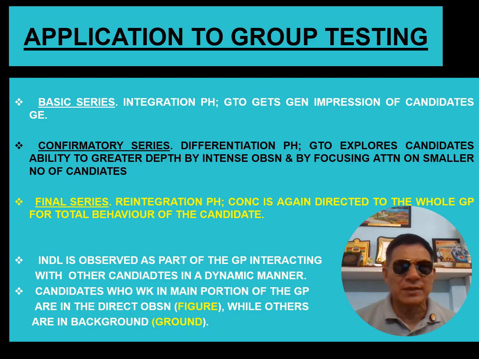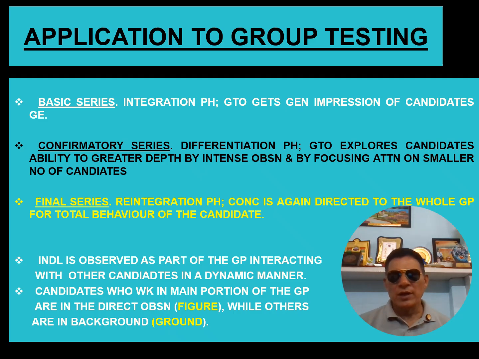So अब हम समझते हैं gist of the Gestalt जो हमने पढ़ा था as a principle, क्या होता है. उसमें basic series जो है, that is integration phase. GTO gets general impression of candidates' Gestalt, and then confirmatory series, what it tries to do, that is the differentiation phase. GTO explores candidates' ability to greater depth by intense observation and by focusing attention on smaller number of candidates. Means the group is divided into smaller groups, subgroups. So now as a whole he has seen you in the group.